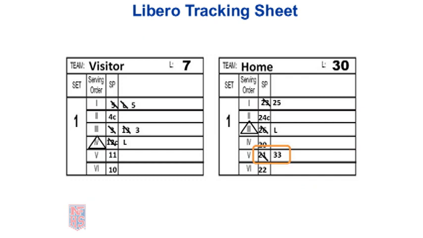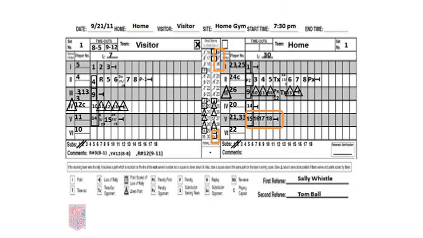On the next Libero tracking sheet, home 21 is slashed and 33 placed beside the slash number. Next serve results in a loss of rally. Loss of rally point 15 is awarded to home. We record the rally point. Home 33 serves points 16, 17, 18.